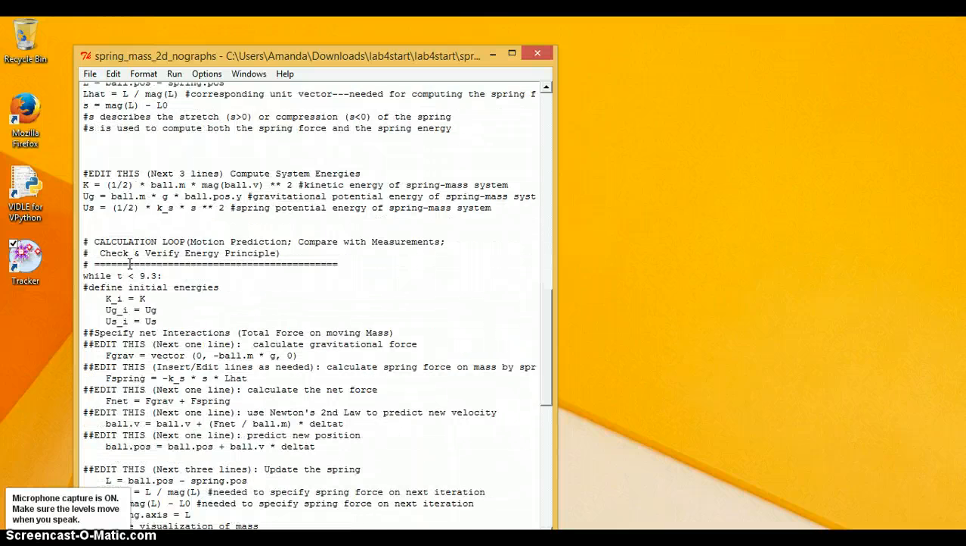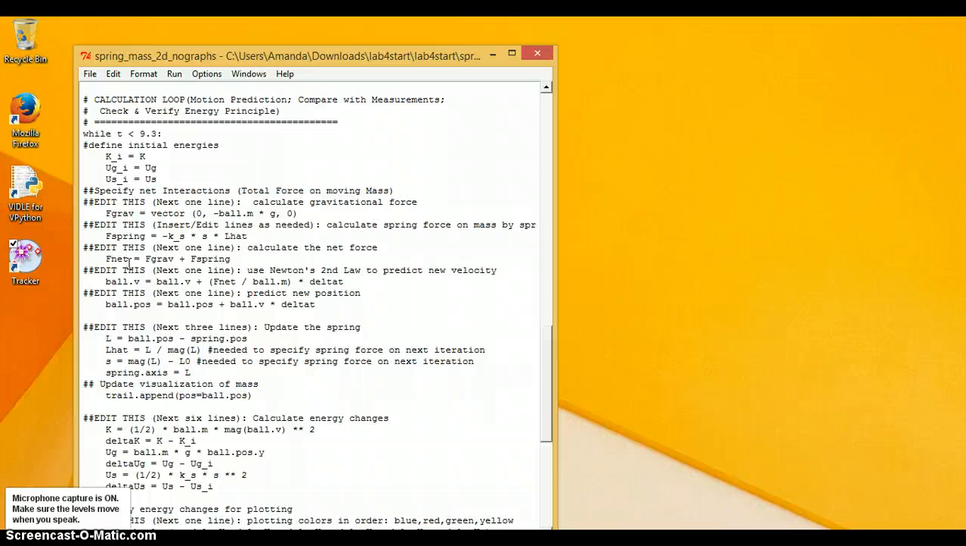I then set up the calculation loop to calculate the various forces acting on the mass as it is swinging. The first force is the gravitational force, which acts in the minus y dimension. The second force is the spring force, which acts in both the x and y dimensions depending on the position of the mass. The net force is the sum of the two, and this result is used to update the predicted motion of the mass. The predicted motion of the spring is then updated to provide correct beginning values for the next loop in the calculation of the spring force.